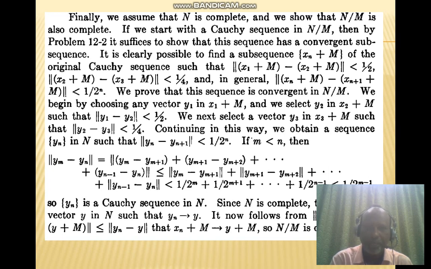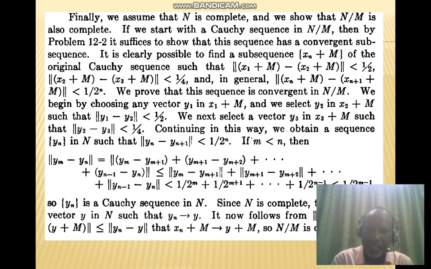How? We'll choose one element from each coset, that is y1 from x1 plus M, y2 from x2 plus M, y3 from x3 plus M, etc. So what will happen? According to the condition, norm of y1 minus y2 is less than 1 by 2. Similarly, norm of y2 minus y3 is less than 1 by 2 square, that is 1 by 4. Continuing in this way, we will get norm of yn minus yn plus 1 is less than 1 by 2 power n.